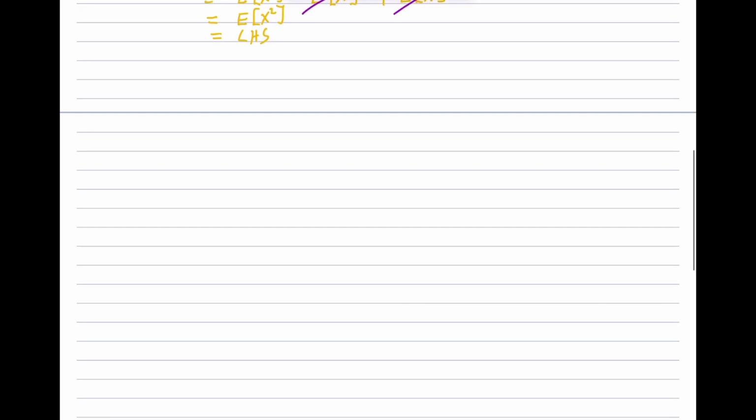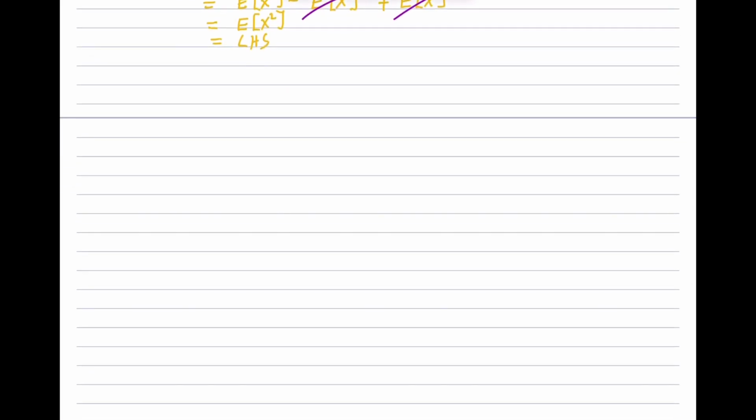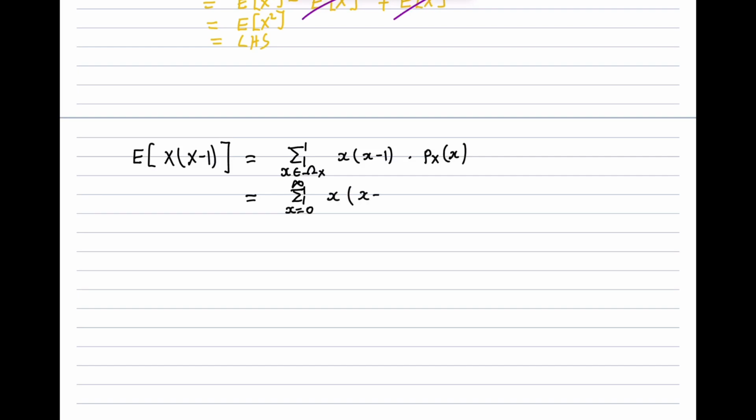So now that we've done that, let's just focus on that first part of the expression. So the expected value of x, x minus 1, is equal to the sum of x an element of the support of x, x minus 1 times the probability mass function of x. This then results in the following terminals. You've still got x equal to 0 to infinity of x minus 1 times 1 minus p to the power of x times p.